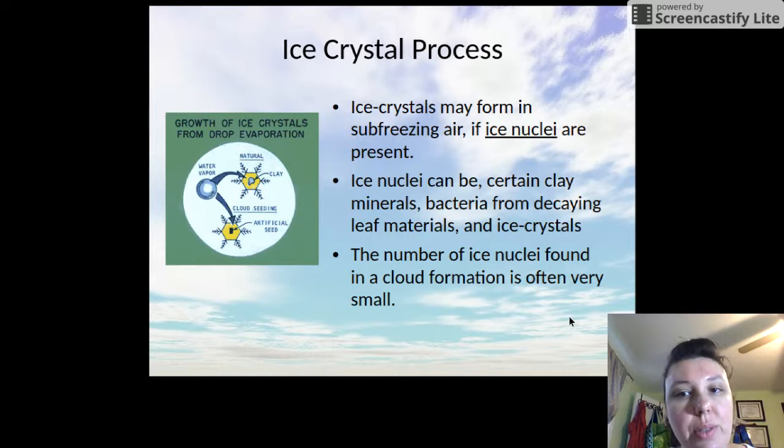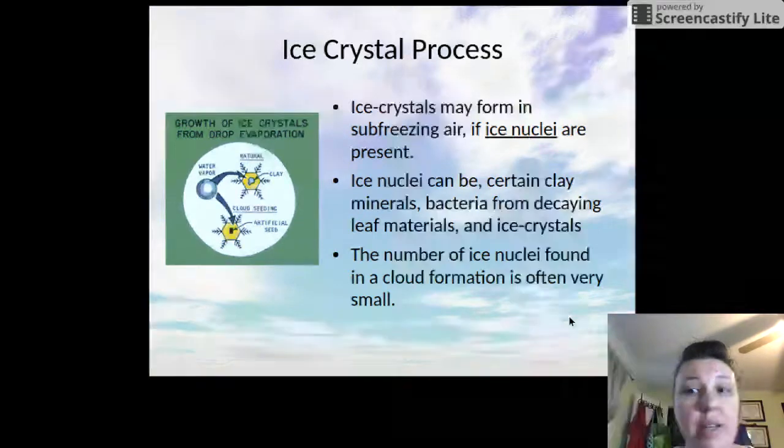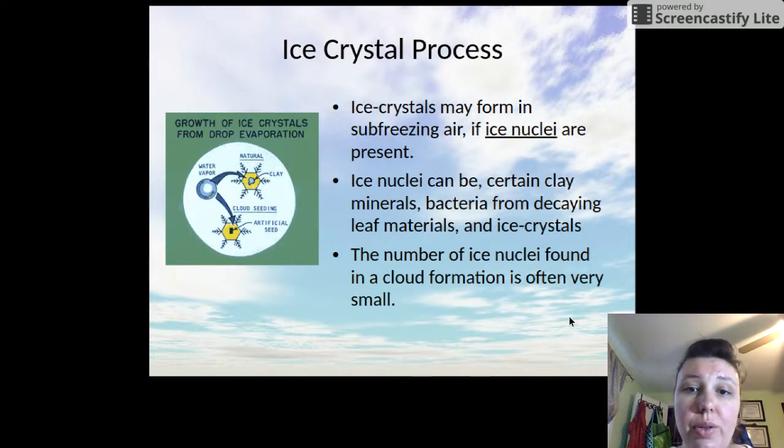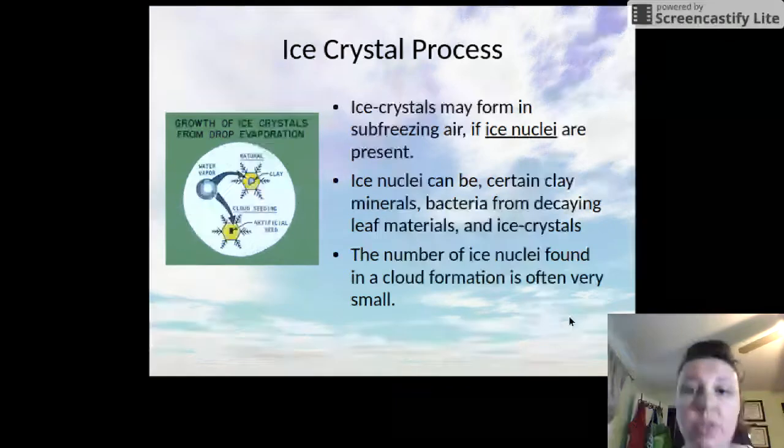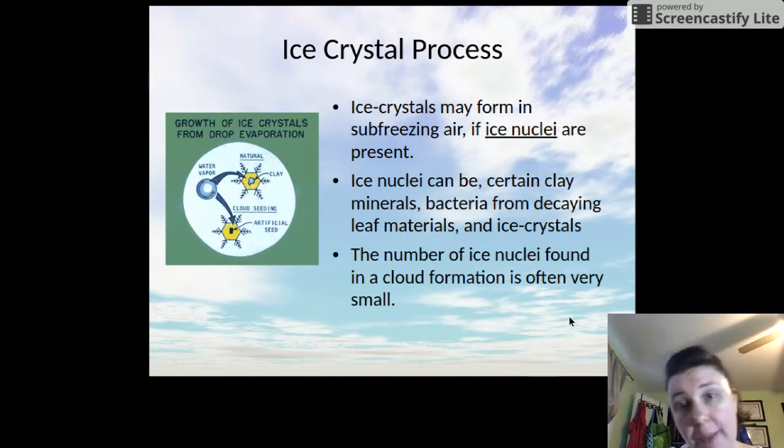So ice crystal process will take place on an ice crystal nuclei, and an ice crystal nuclei can be made up of any material that allows the solid structure of water to stick to it. And this tends to be certain types of clay minerals that are in the atmosphere. So it's an aerosol particle. Bacteria would be considered an aerosol particle, specifically a certain type of bacteria that comes off of leaf litter material. And then ice itself, ice crystals themselves.